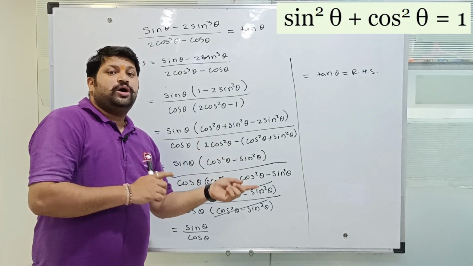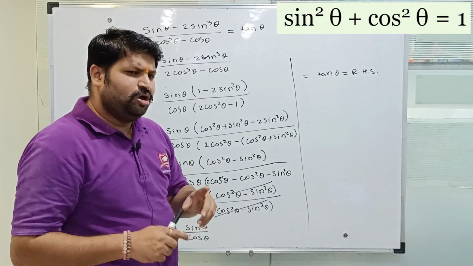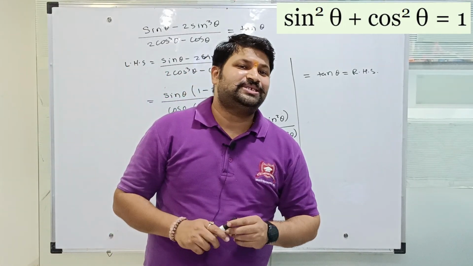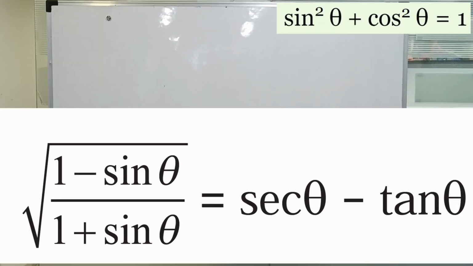Now let us go ahead and talk about one sum from the State Board book. This example is from the Maharashtra State Board book, practice set 6.1, question 6, subquestion 3. It says root of 1 minus sine theta upon 1 plus sine theta is equal to sec theta minus tan theta. So let us see how we can solve this sum.